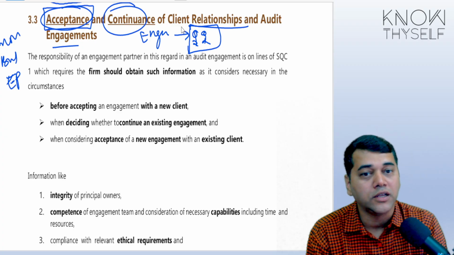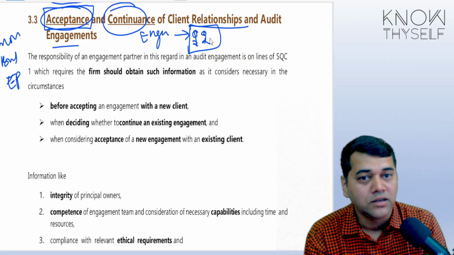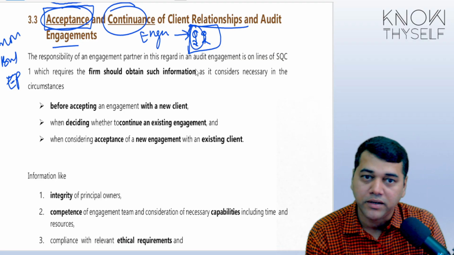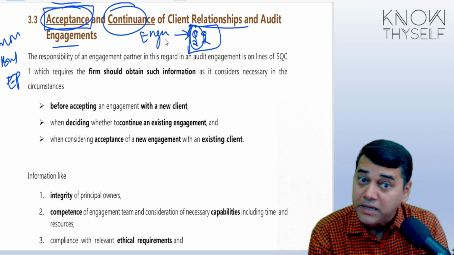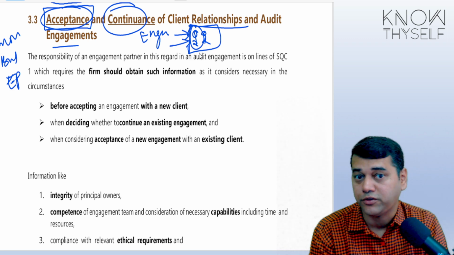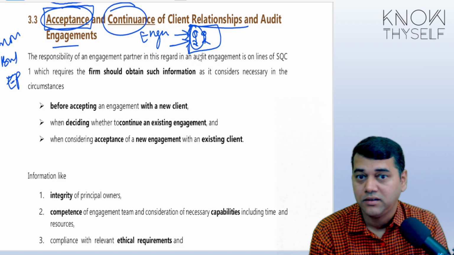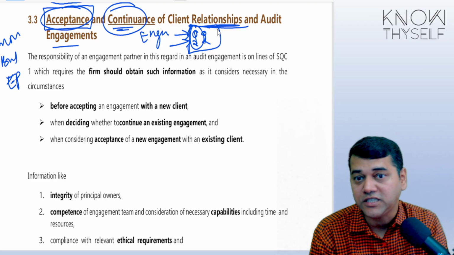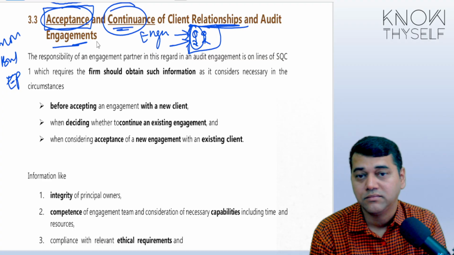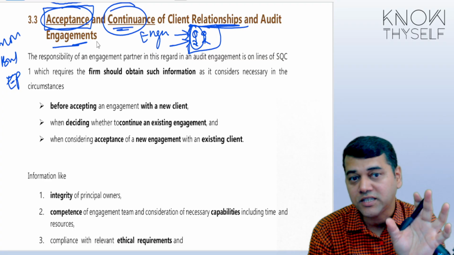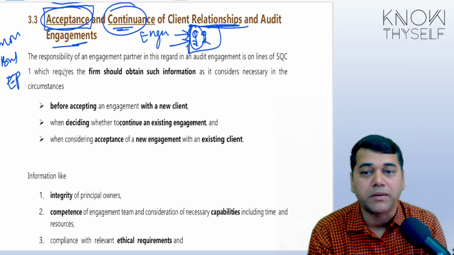How is this going to happen? I told you earlier, parents are SQC and the daughter is the engagement partner. There is a responsibility on this engagement partner also. Please understand: should I continue this relationship or this engagement? Now let us understand the responsibility of that engagement partner.